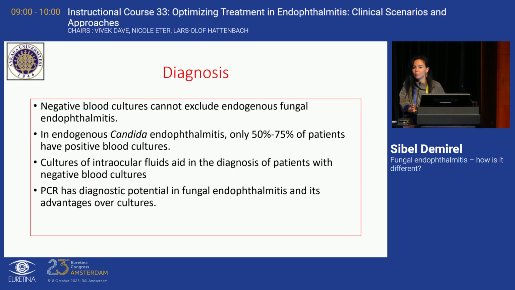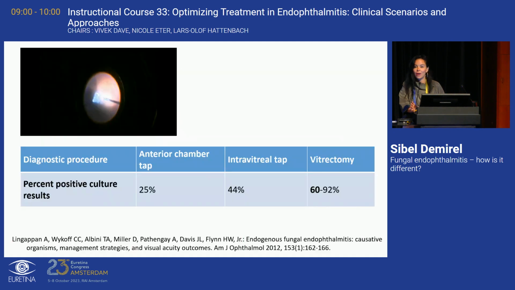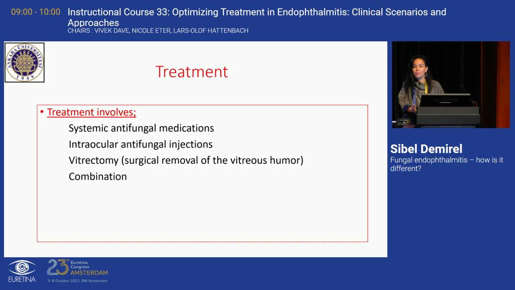We have to do something to diagnose these cases. Negative blood cultures cannot exclude candidiasis. We have to get something from the eye, and the best gold standard is the vitrectomy sample. As you see here, 60% or up to 90% of the cases can be diagnosed with the vitreous sample.